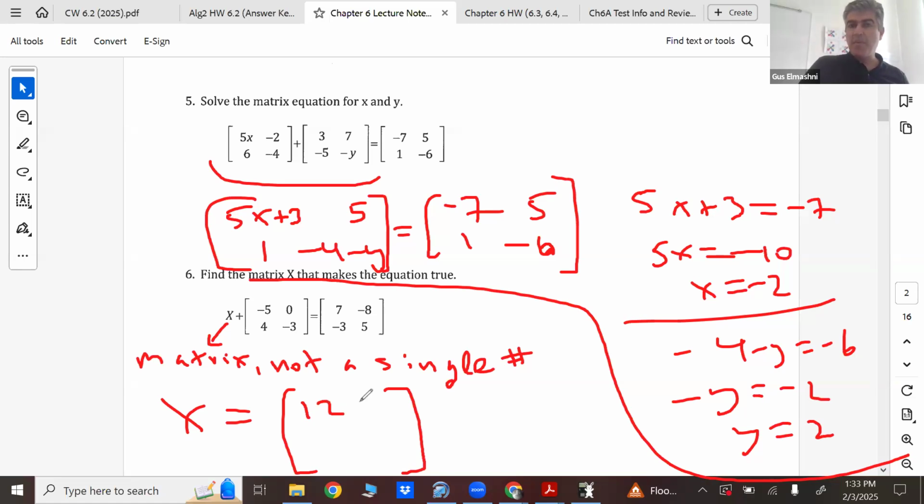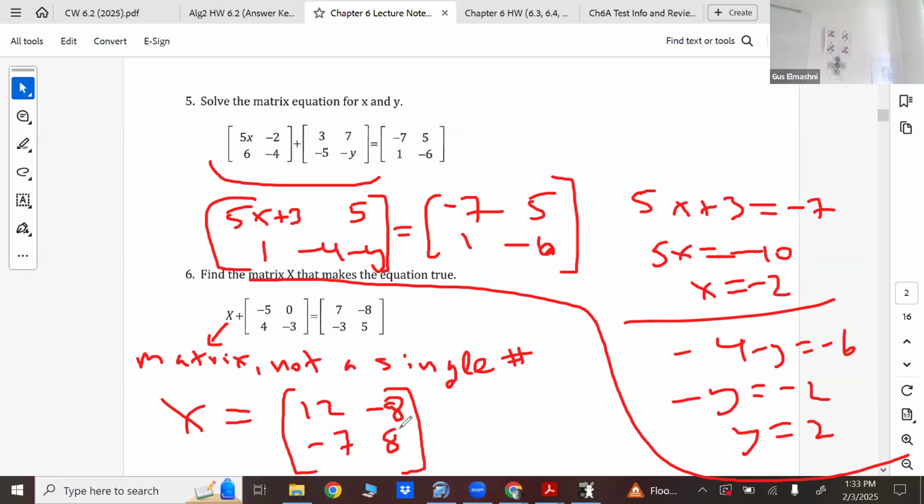What's going to be the next number? We're going to add the 0 to get to -8. -8. How about what we add to 4 to get to -3? Good. Yes. Excellent. And what we add to -3 to get to 5. There you go. That's it. That's what matrix X is.